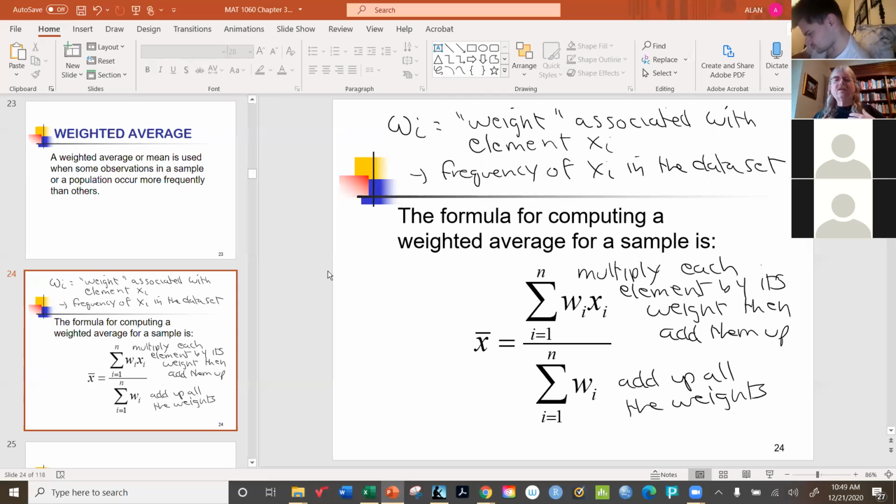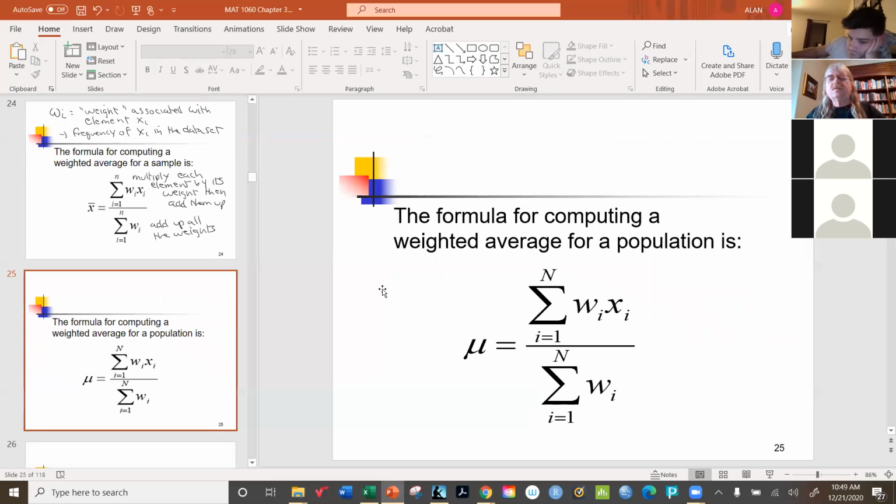So, of course, it'll make a lot more sense when we do an actual example. Of course it will. So, are we ready to go on? Oh, by the way, as usual, there is a separate formula for the population mean, weighted average. And again, the only difference is the notation. So let me quickly show that to you. The X bar is replaced with the mu, and the population size is capital N instead of lowercase n.